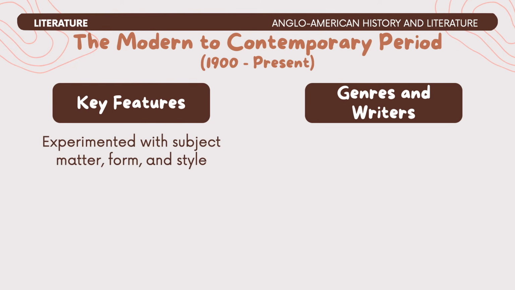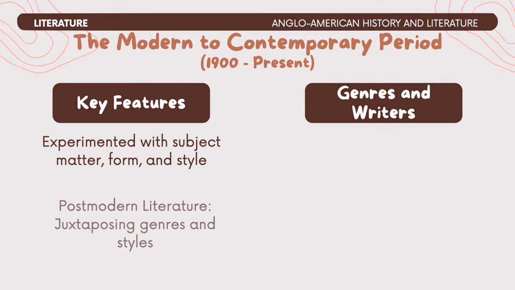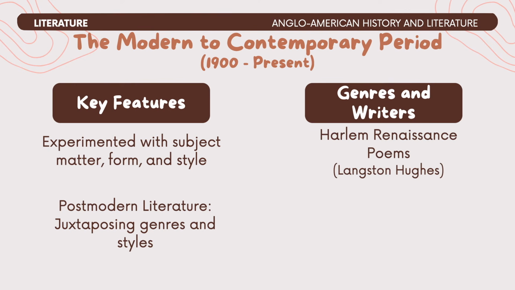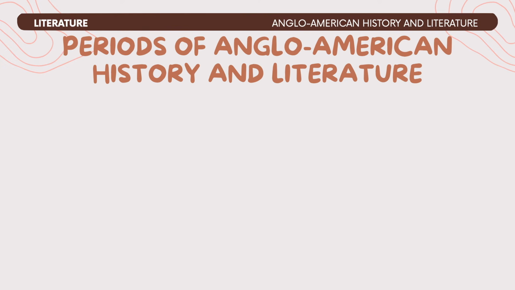The Lost Generation writers fled to Europe and wrote about their moral crisis and disillusionment after the World Wars. Lastly, juxtaposing genres and styles characterize postmodern literature. Genres and writers under these are the Harlem Renaissance poems by Langston Hughes and dramas by Eugene O'Neill and Samuel Beckett. That is the end of our discussion on the periods of Anglo-American history and literature.